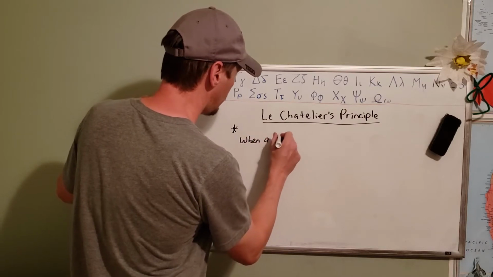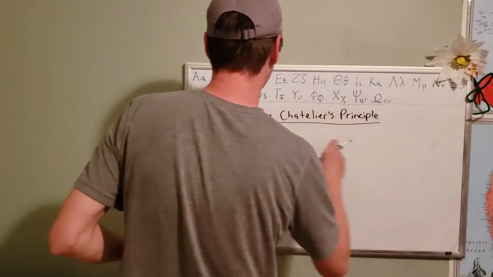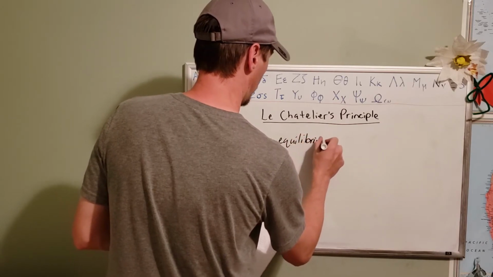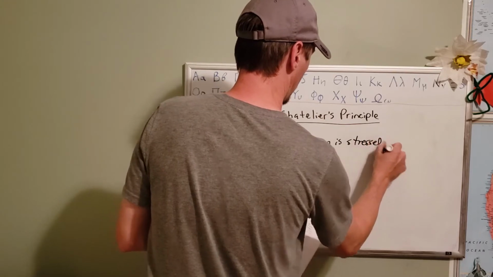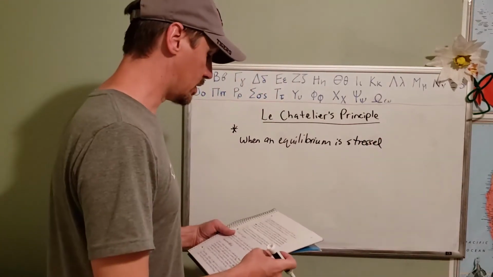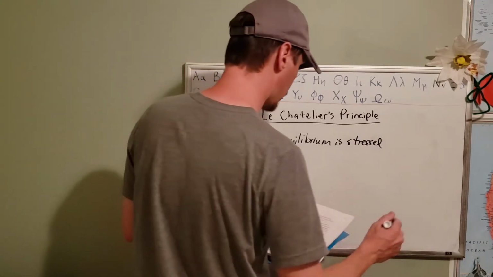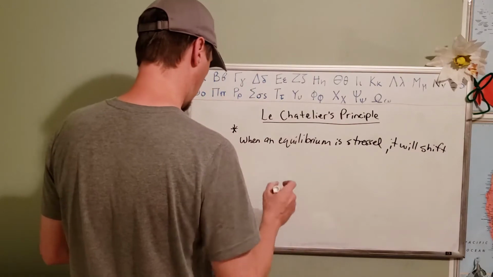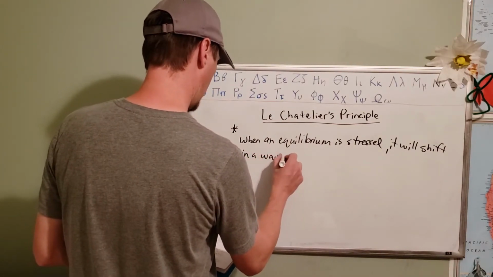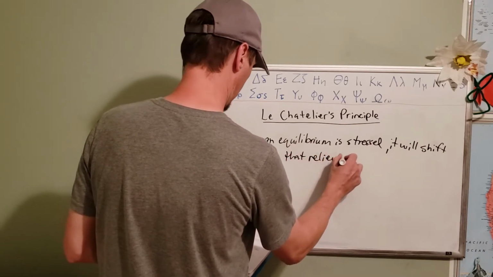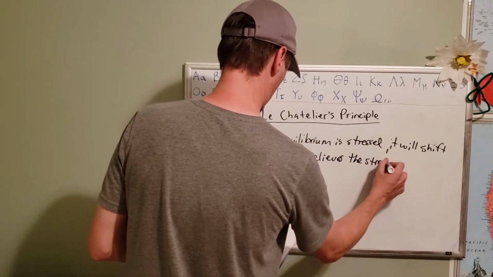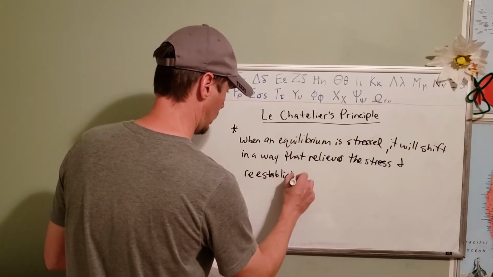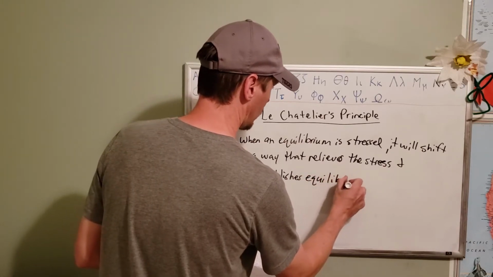when an equilibrium is stressed, and by stressed we're talking about like when we added reactant to the system earlier, when an equilibrium is stressed, it will shift in a way that relieves the stress and reestablishes equilibrium. And that's what we saw with our graph, right?